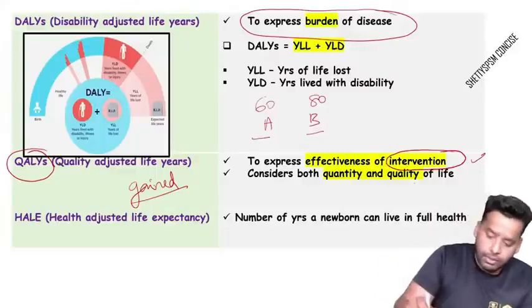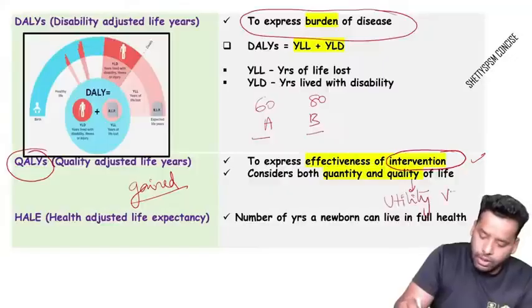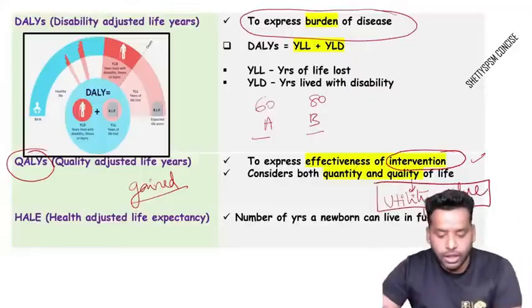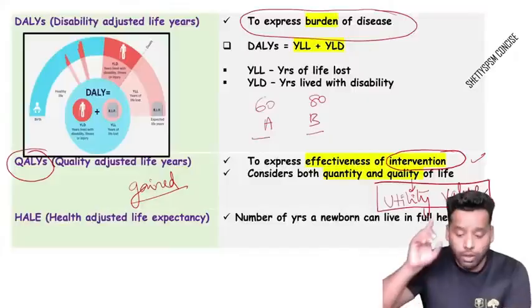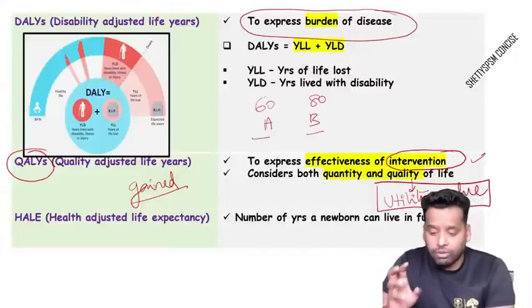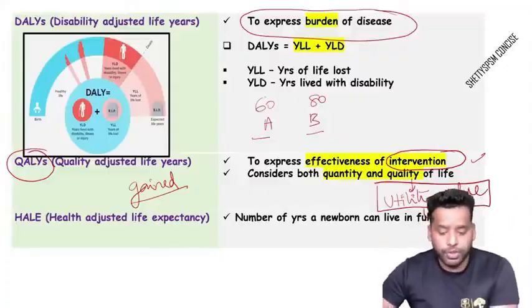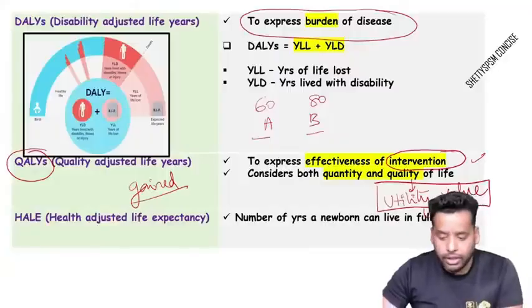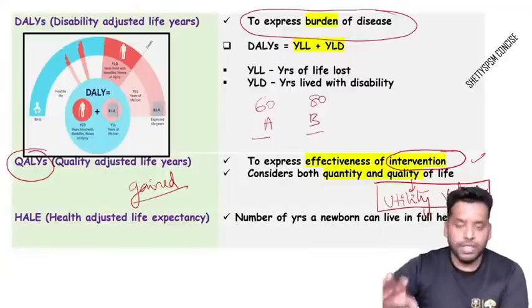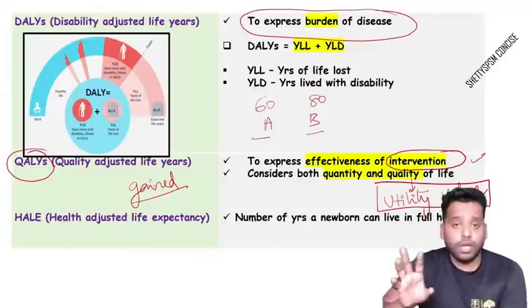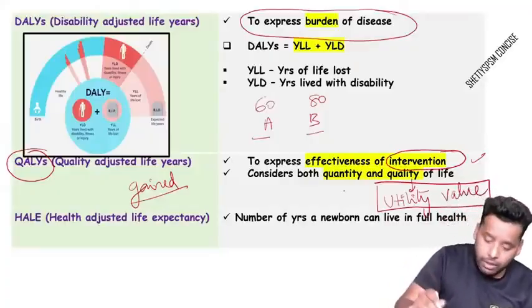Quality of life is given by utility value. Open the notes and see that quality of life is given by utility values. How good is that intervention? Only quantity is not important; quality is also important. Quality is calculated by what value? I want you to type one word in the chat box. This word was asked in NEET PG 2023. It was in the notes, and every student should mark this. One mark makes a huge difference when most of them are not marking it.